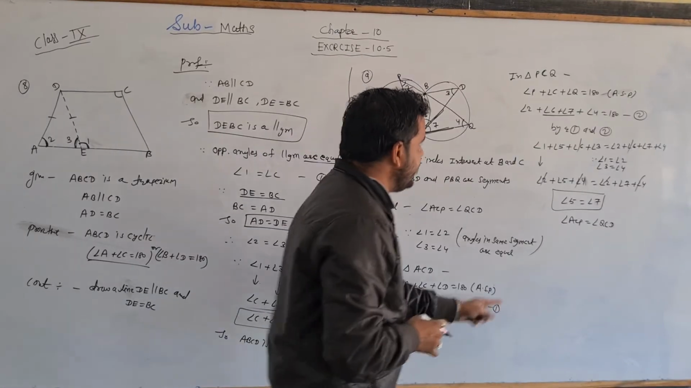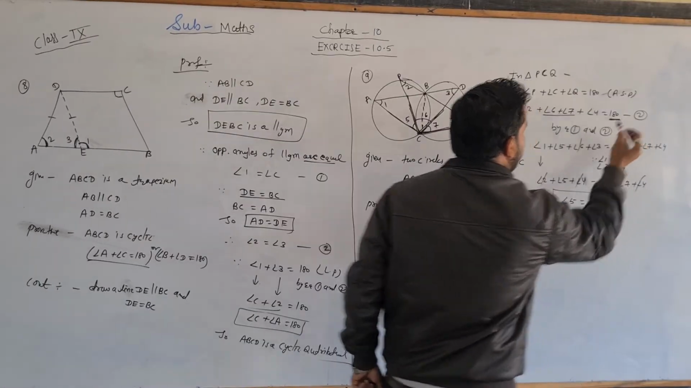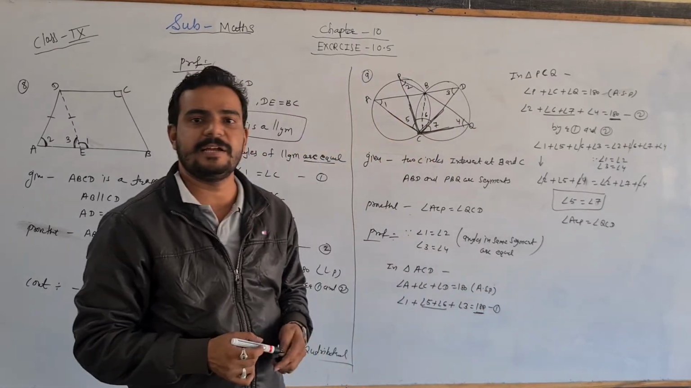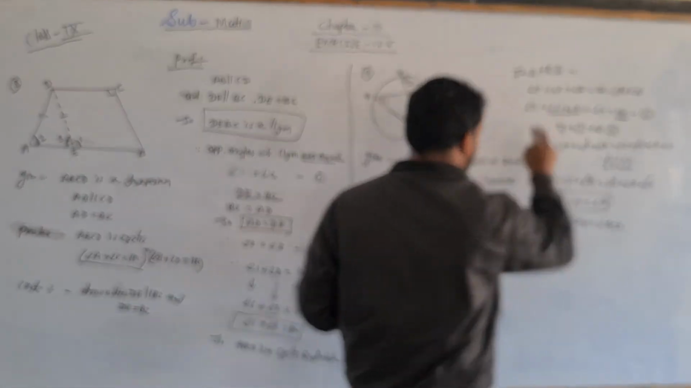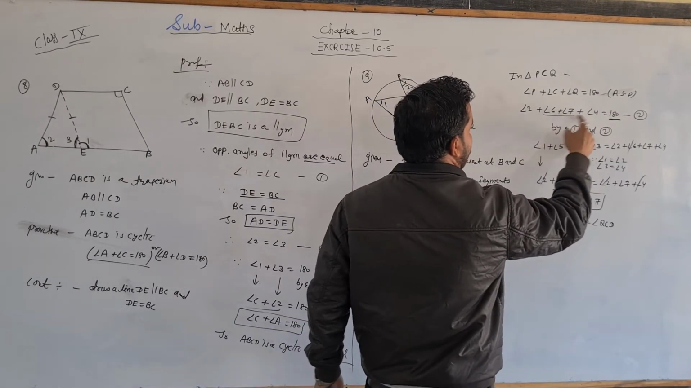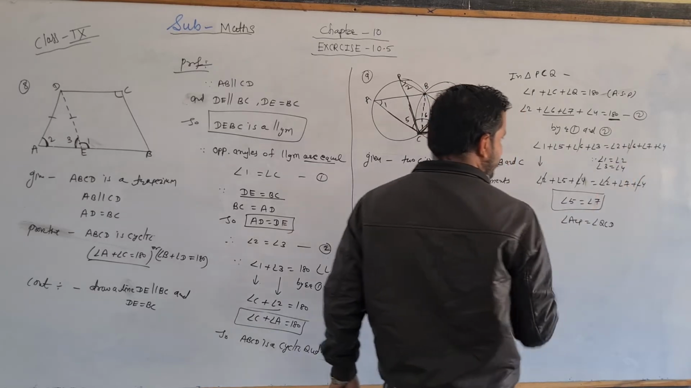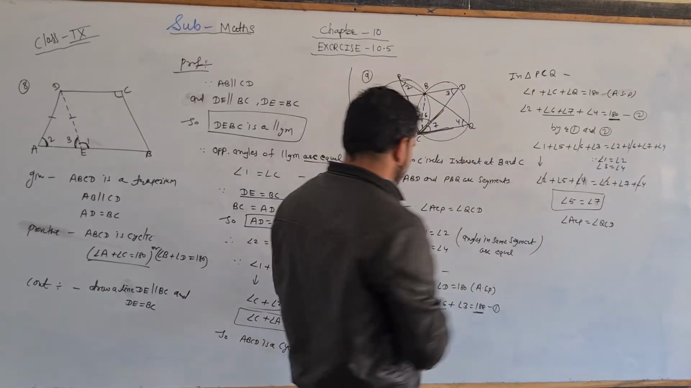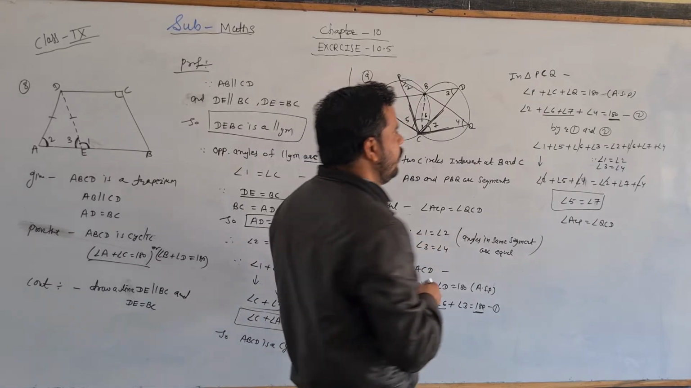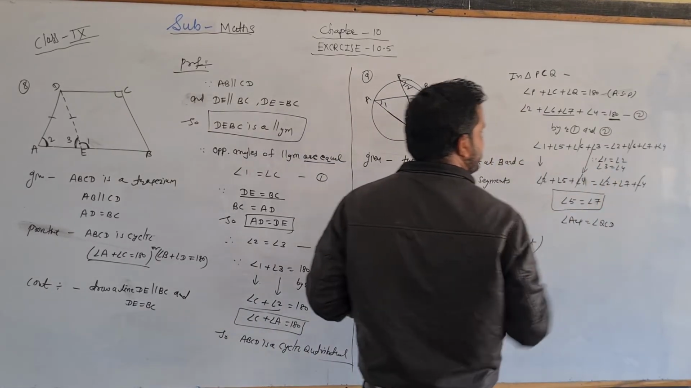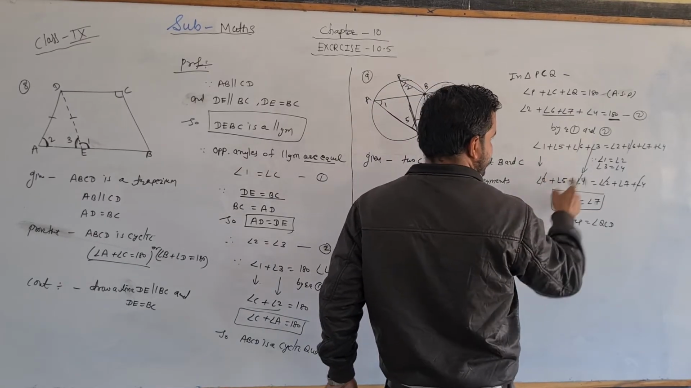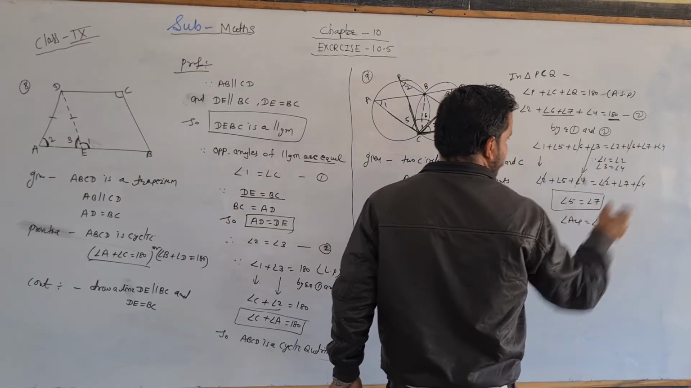So by equations 1 and 2, if the right hand side is equal, then the left hand side is also equal. So angle 1 plus 5 plus 6 plus 3 is equal to angle 2 plus 6 plus 7 plus 4. 6 and 6 will be cancelled. Then instead of angle 1 we can place angle 2, and instead of angle 3 we can place angle 4. So I placed angle 2 in place of angle 1, 5 as it is, 4 in place of 3.